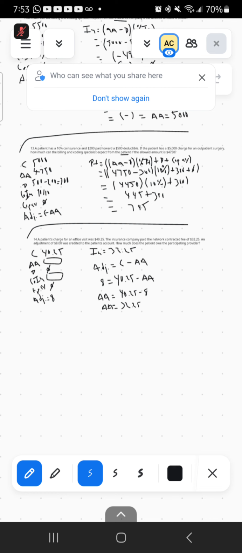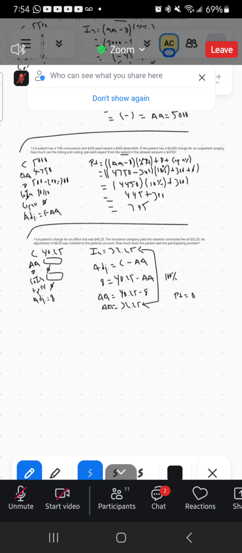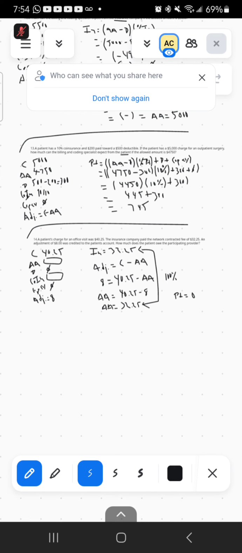32.25. So if the allowed amount is 32.25 and the payment from the insurance is 32.25, that means that the insurance company paid 100% of that claim. So the patient pays what? 0% or $0 because there's no co-payment and there's no deductible. So in that example, the payment is the same as the allowed amount after you do a little bit of algebra.